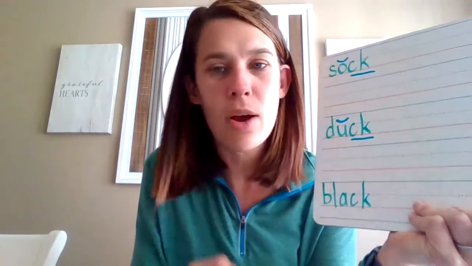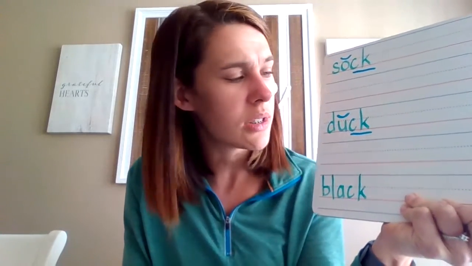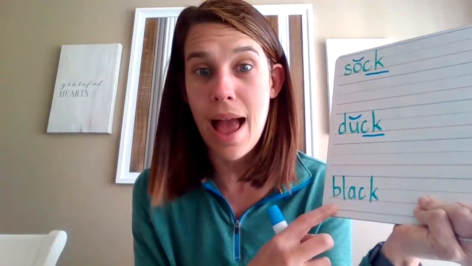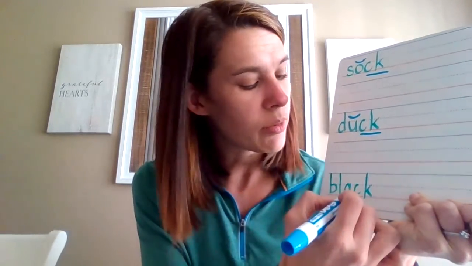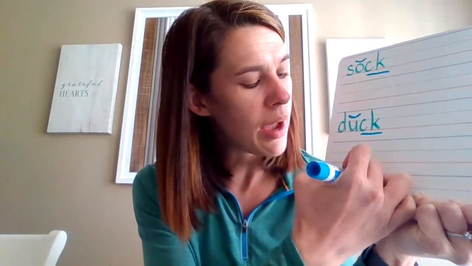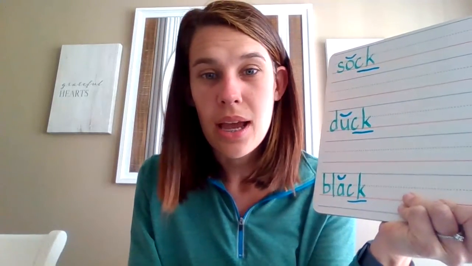U is a short vowel. It gets a breve. It's followed by a consonant. And the word black has a blend. Black. So I'm going to underline, and my A gets a breve.